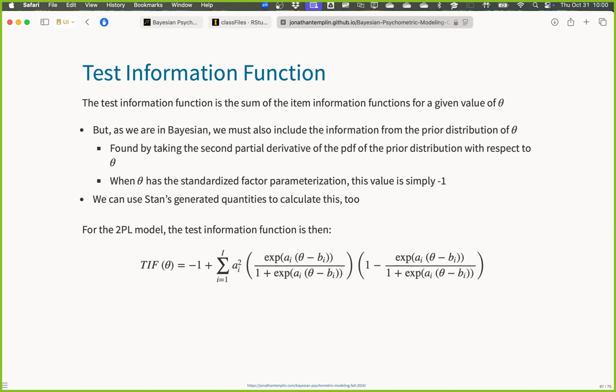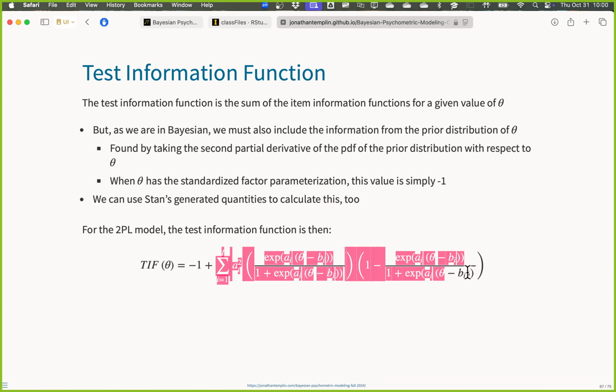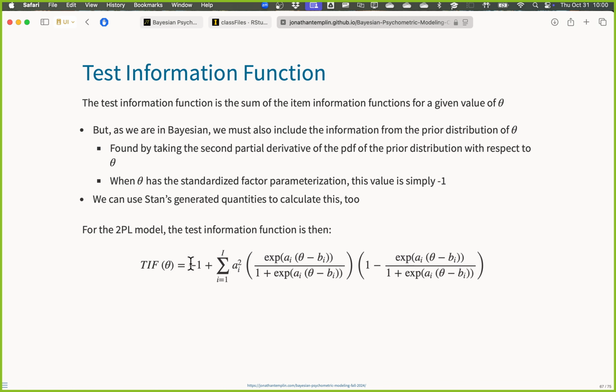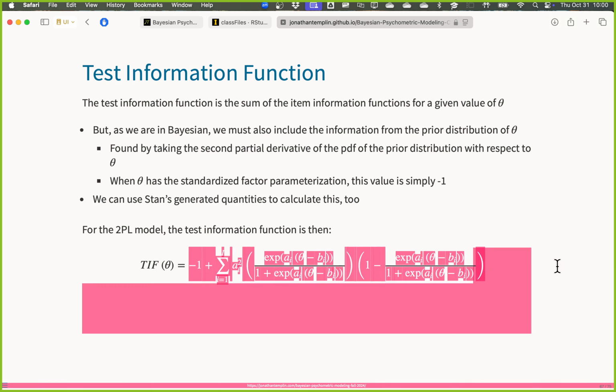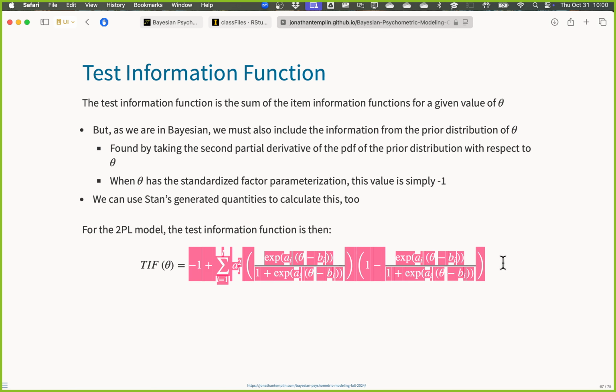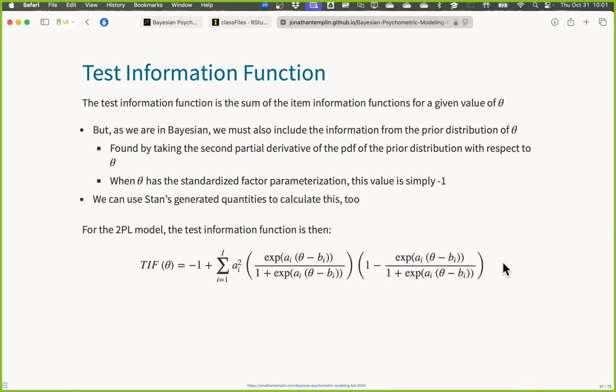But in the Bayesian sense, our model data likelihood isn't the only component talking about theta. There's also the prior distribution of theta. And so we have to go and differentiate that too. So the test information that you're seeing from me, your traditional test information function, is the sum of item information. But because we have the normal distribution on theta as its prior, we have to differentiate that as well, which leaves a -1. So what you see here is the Bayesian version of a test information function, which considers not only the model data likelihood of theta, but also the prior distribution of theta as well. And for us right now, that just turns out to be a constant.